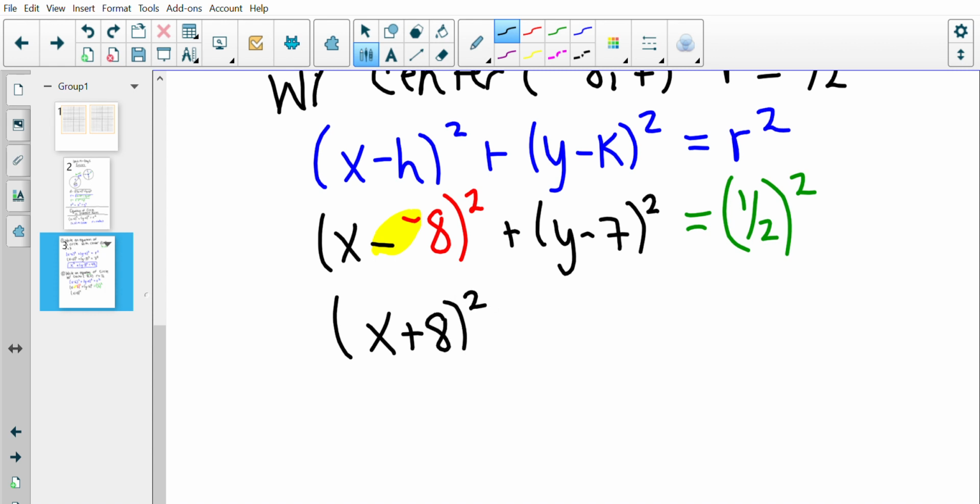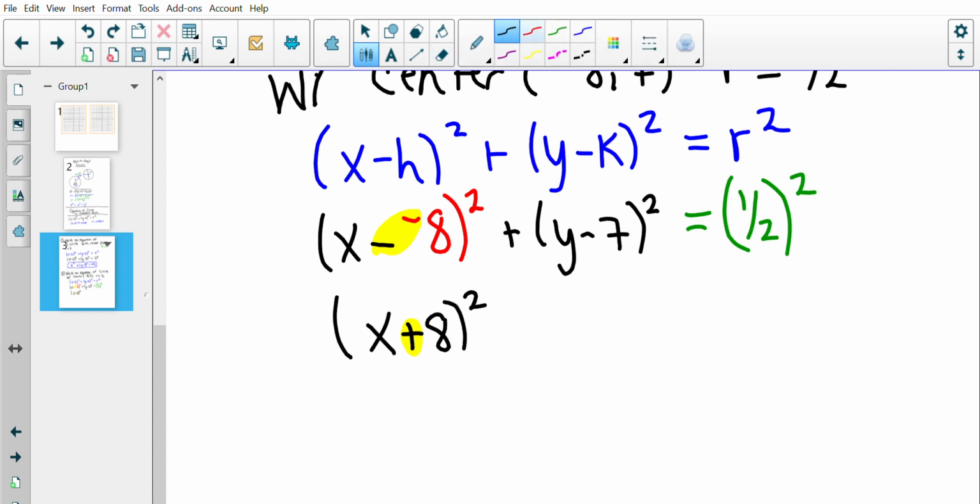So if the coordinate for the center is negative, we will actually end up with a plus in our standard form of the equation. I'm going to say it again. If the coordinate in our center is negative, we will end up with a plus in our standard equation.